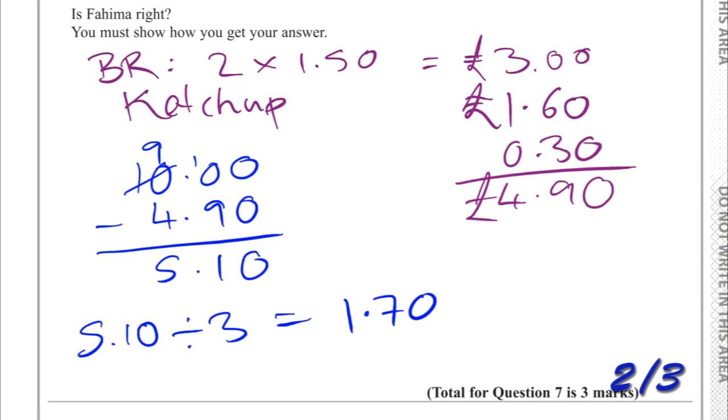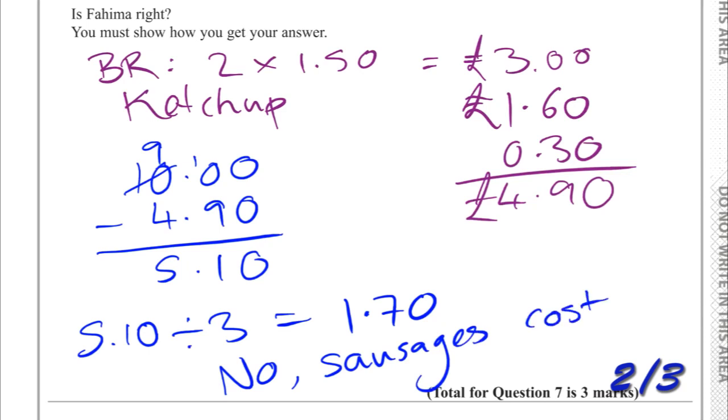Now it's not enough just to stop there. The question did ask, is she right? So the easiest way to answer that is to say, no, she isn't right. Sausages cost £1.70.